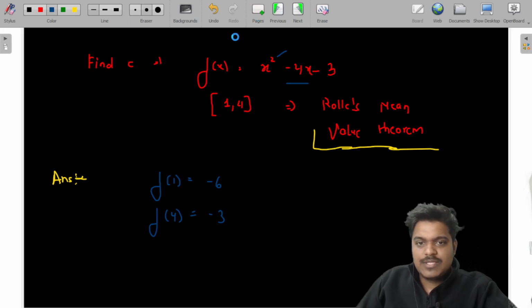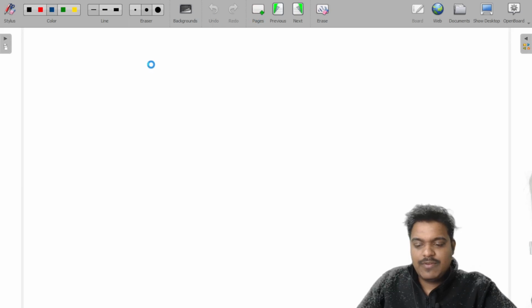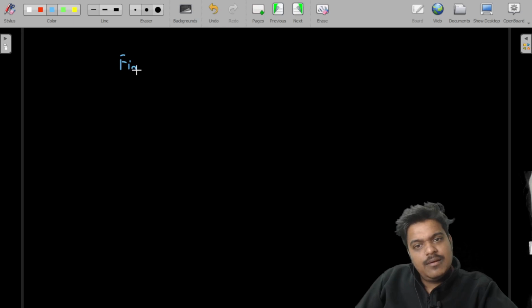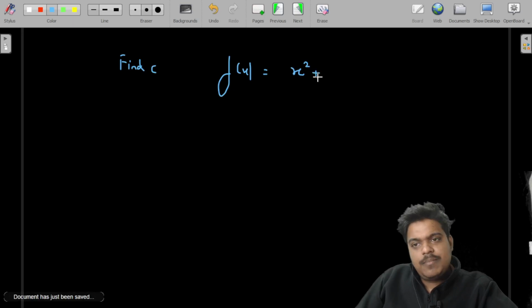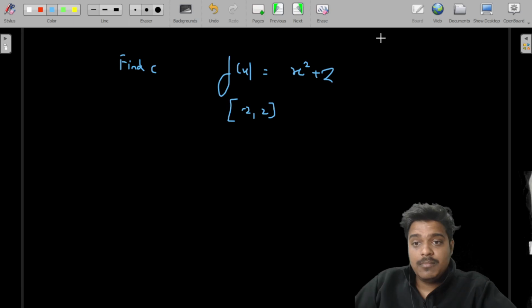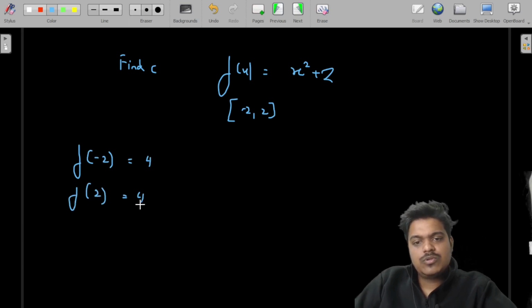Okay, I'll change the question. Actually, it's Lagrange's mean value. Sorry guys. Suppose find c such that f of x is equal to x square plus 2 in the interval minus 2 to 2. Okay, fine sir, absolutely clear, that's not a problem. So you find the value of f of minus 2. This will be equal to minus 2 square plus 2, which is 4. What is the value of f of 2? It is also equal to 4.